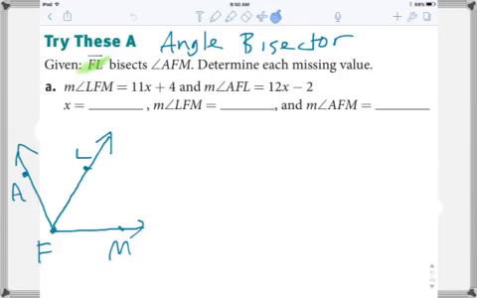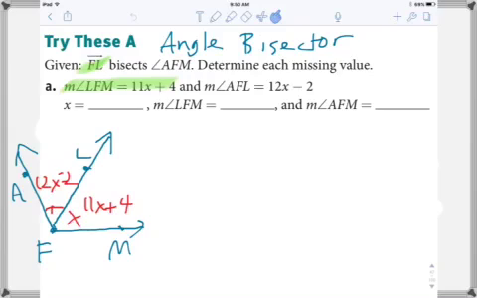And the other thing I'm going to do is to mark that my angles are congruent. So I'm going to mark these two angles because those two angles have the same measure. They are congruent to each other. So once I get that, I'm going to go ahead and label what I'm given. The measure of angle LFM is 11x plus 4, which is here. And the measure of angle AFL is 12x minus 2.